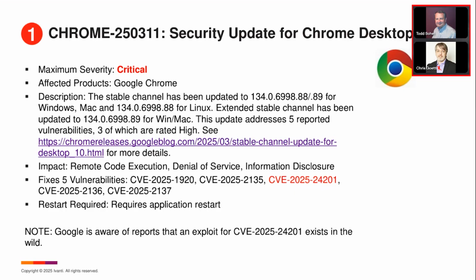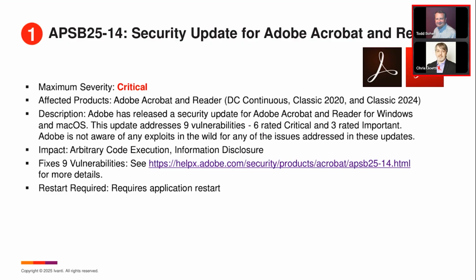Chris mentioned the Chrome update that came out with the zero-day vulnerability. There were some questions actually in the chat around this as well. It's CVE-2025-24201. I have highlighted there in red. It did come out, like Chris said, on Monday with that particular Chrome release, so be aware of that one. Make sure you get this into your round of updates here shortly.